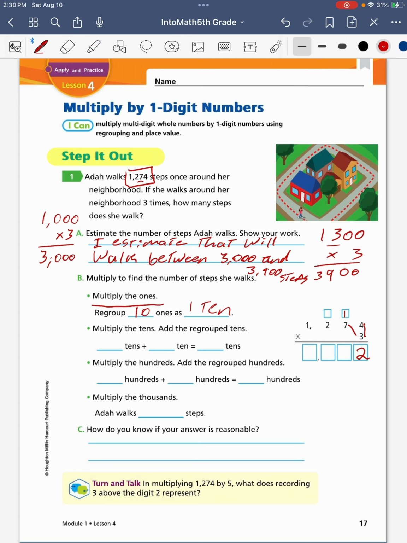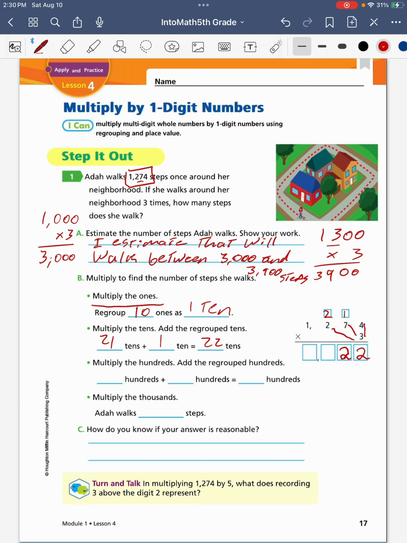Next step, I multiply by my tens. I multiply 3 times 7, which gives me a product of 21. I then add the regrouped number of tens, which is 1, for a total of 22 tens. I'll place my 2 down here in the tens section, and I will regroup my 20 tens to equal 200. Next, I multiply by my hundreds.